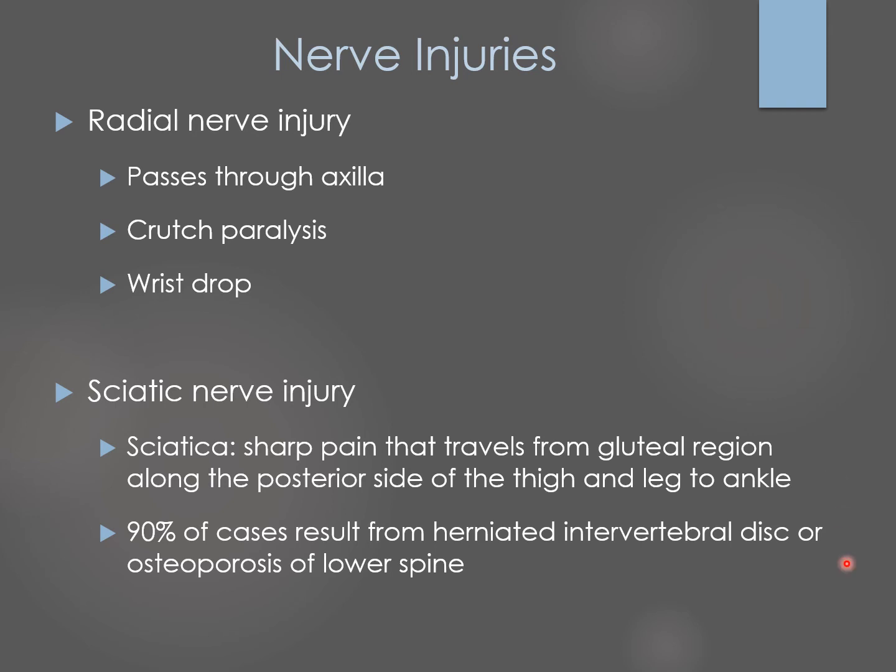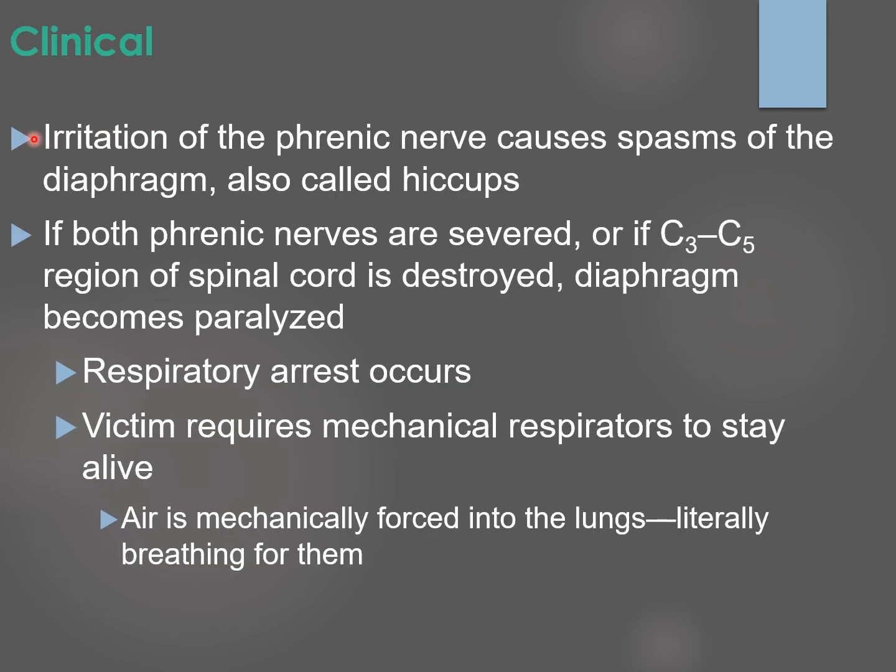the ankle. 90% of the cases are either going to be osteoporosis of the lower spine or a herniated disc. Again, emphasizing those phrenic nerves. If there's an irritation, it causes spasms of the diaphragm. We call them hiccups. If both of them are severed or become injured, then we have the diaphragm being paralyzed.